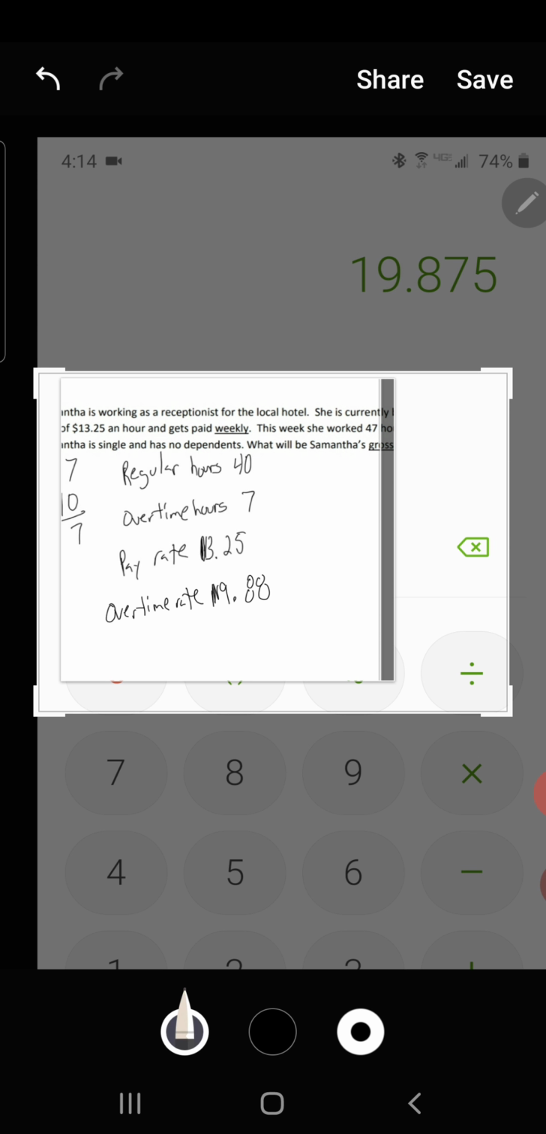Alright, so I can take our pay rate of $13.25, and of course we're going to multiply that by 40 because she worked 40 hours at the regular pay rate. Our overtime rate of $19.88, well, she worked 7 hours, so take that pay rate times 7.